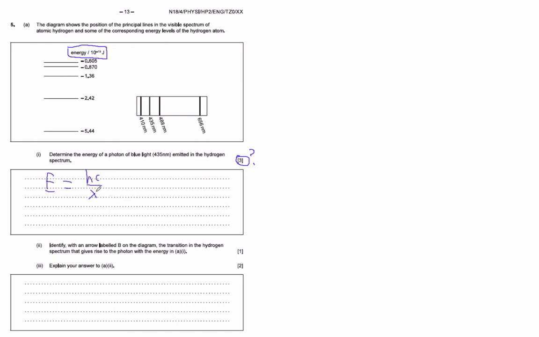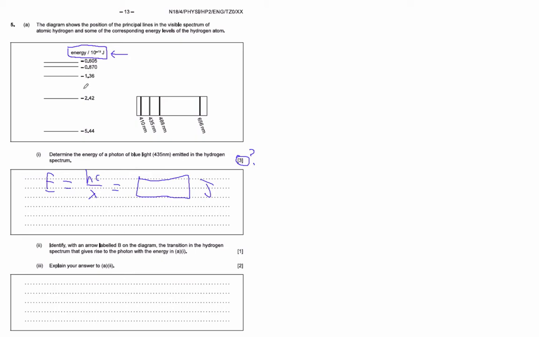And I figured it out in joules. The reason I did it in joules was that the diagram is in joules. You'll get something that is between 4 and 5 times 10 to the minus 19th joules. Then it says identify with an arrow labeled B on the diagram the transition in the hydrogen spectrum that gives rise to this. So what you're looking for is whatever that answer is, it might be 4.5747 times 10 to the minus 19th joules.